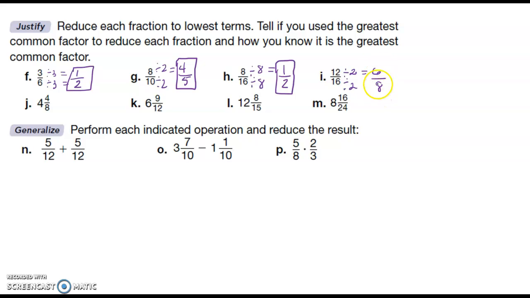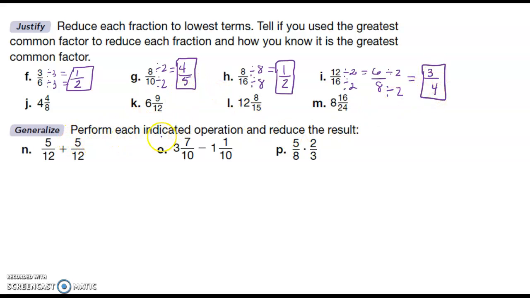Now, I can reduce this further if I divide by 2 again. Okay? So really, if you don't divide by the greatest common factor, you're just going to end up dividing more than once, which is not bad. 6 divided by 2 is 3. 8 divided by 2 is 4. And that's my final answer, because that cannot be reduced any further.